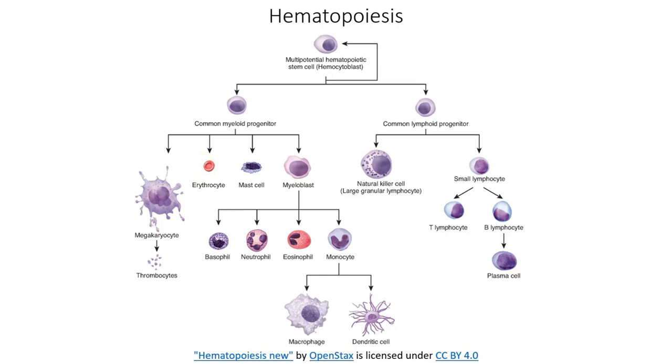So chemical signals from the body are coming through telling us, oh, we need more red blood cells, so signal those multipotent stem cells to start heading down this myeloid stem cell line so we can get more of those red blood cells that we need.